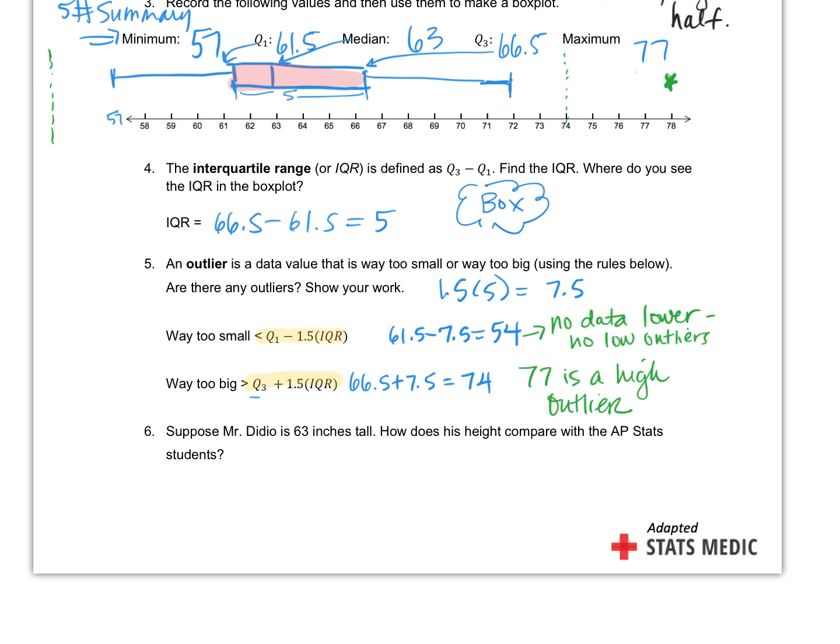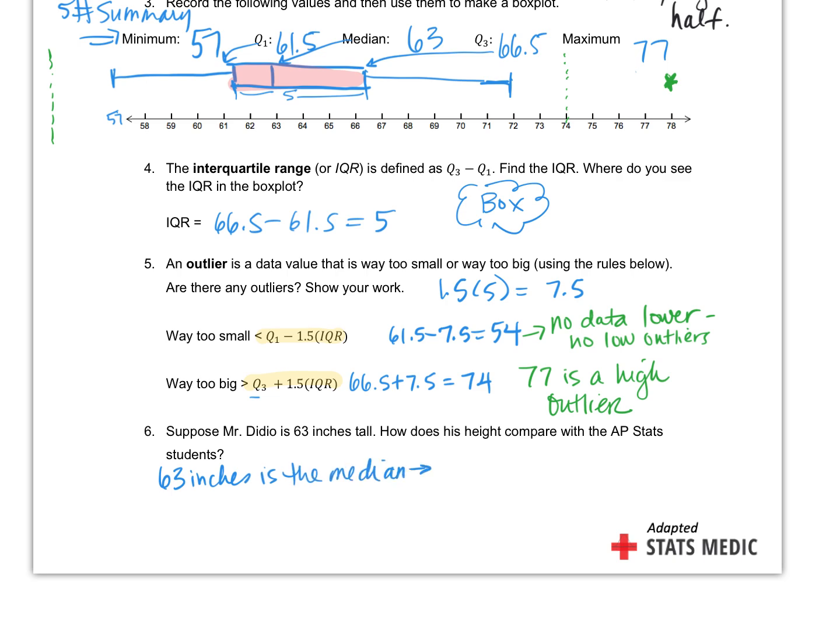Now, looking at, it says Mr. Didio, I don't know how to say that. He's 63 inches tall. How does his height compare with AP stat students? He's average. He's very average, isn't he? In fact, he's the median, isn't he? Okay. So 63 inches is the median.